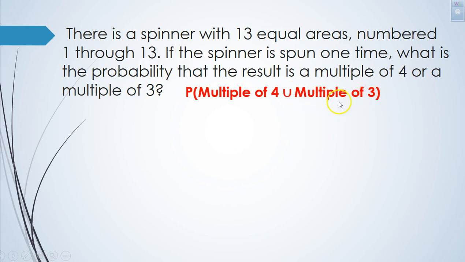Now this is when we add. We're not looking for overlap here, although we are going to use the overlap. And we're going to subtract it because this is an or statement. So we're going to add our two probabilities together, and then we're going to subtract the overlap.